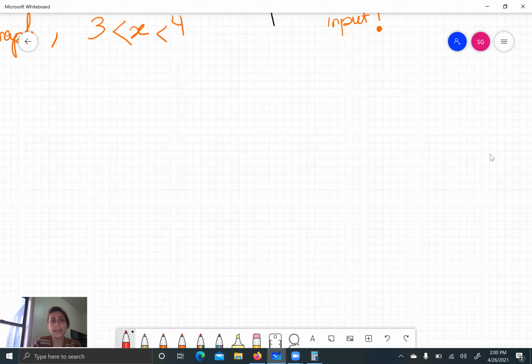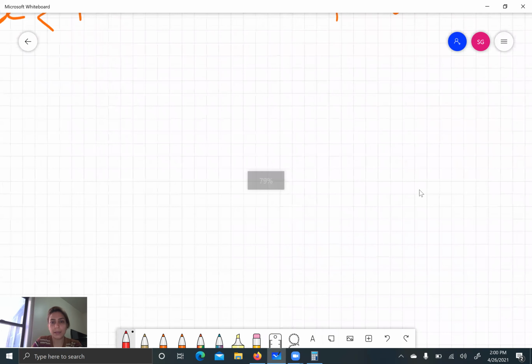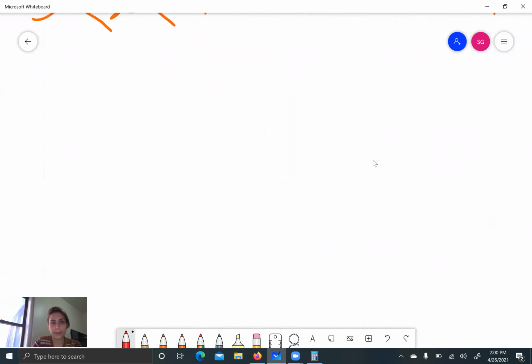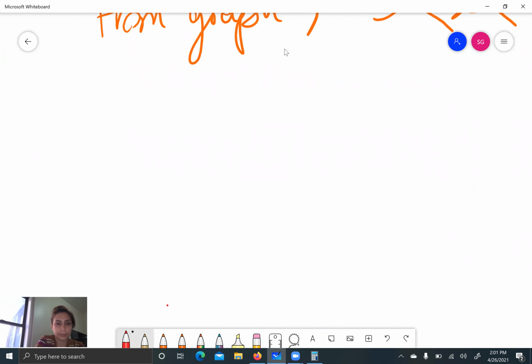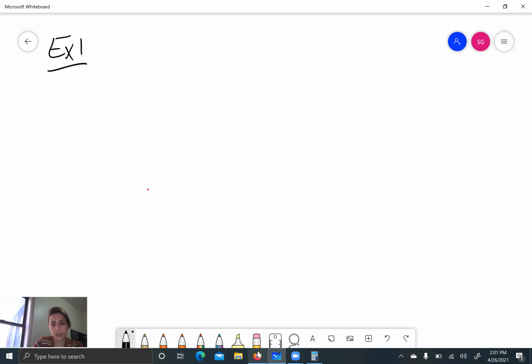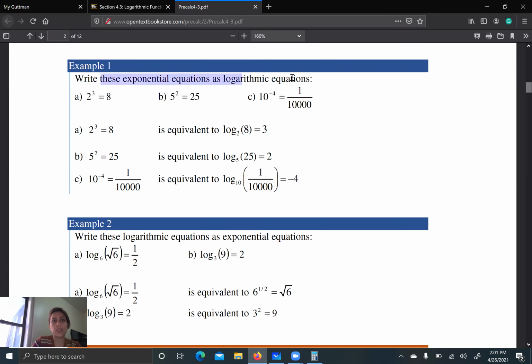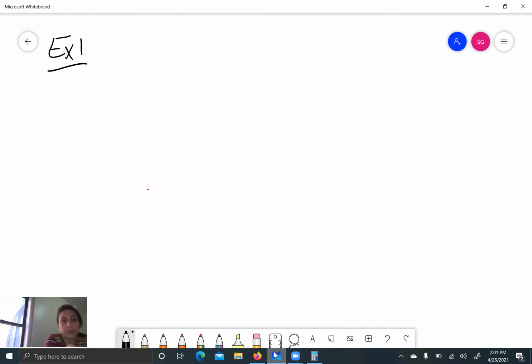So let's look at the first example. Example 1 of the textbook. The question is, write the exponential equation as a logarithmic equation. So for now, we just want to practice playing with exponential and logarithmic expressions. So 2 cubed is 8. So this is exponential, right?